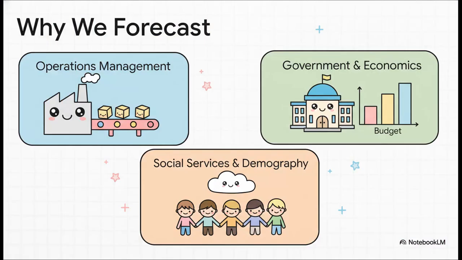Think about it. A factory absolutely needs to forecast demand to know how many things to build. A government has to forecast economic growth to even set its budget. Social services, they rely on forecasts of population change to plan for schools and hospitals. So, in short, good, accurate predictions are the bedrock of smart decisions everywhere.